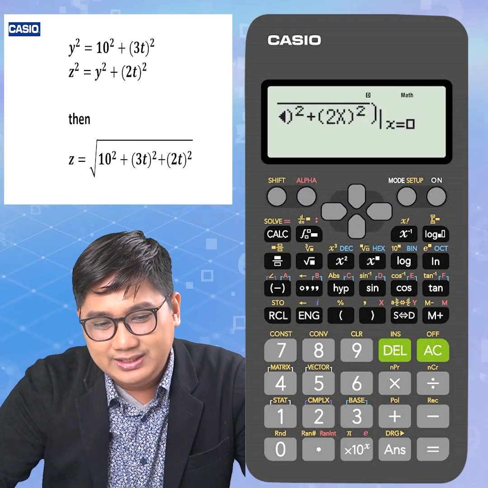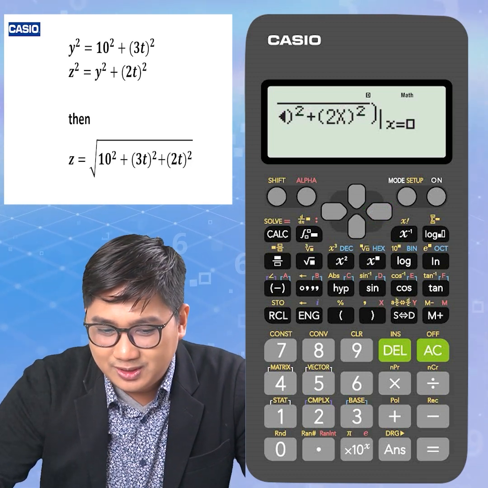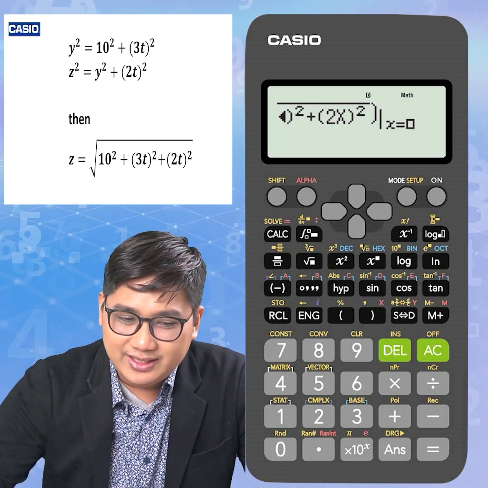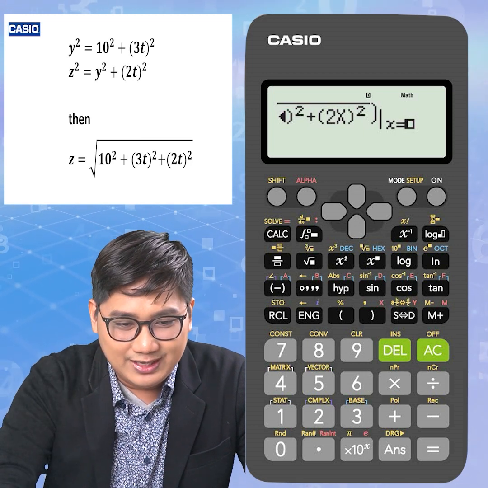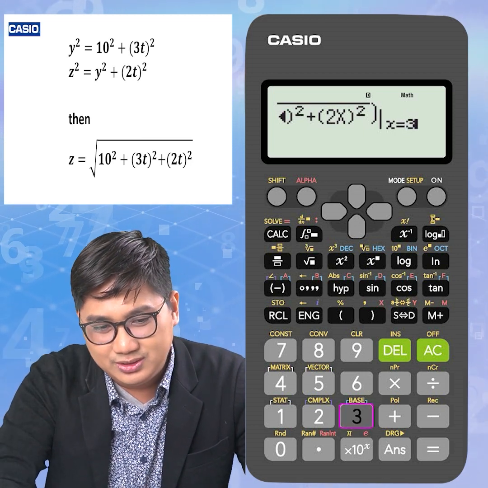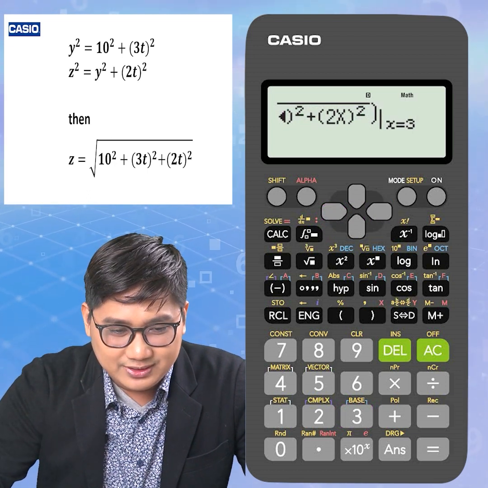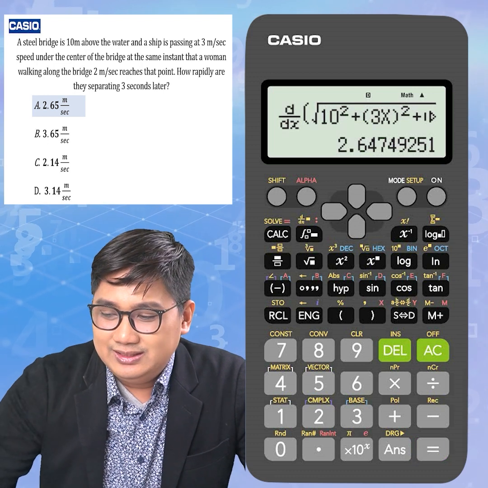The only missing data is the limit, or the value that x approaches. As we review the problem, it asks how rapidly they are separating 3 seconds later. So this 3 seconds is our approaching value for x. So let's input 3. Now the equation is ready. For our derivative, let's press the equal sign. On your screen, you will see that the answer is letter A.